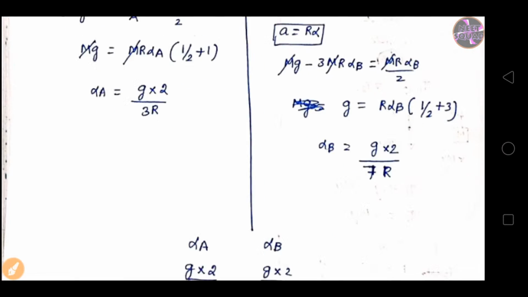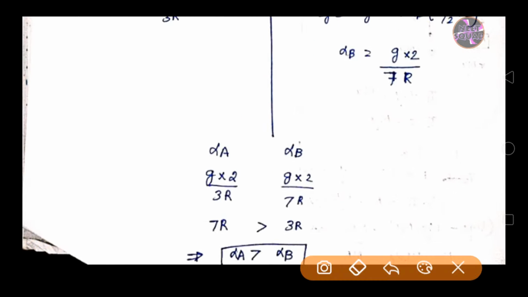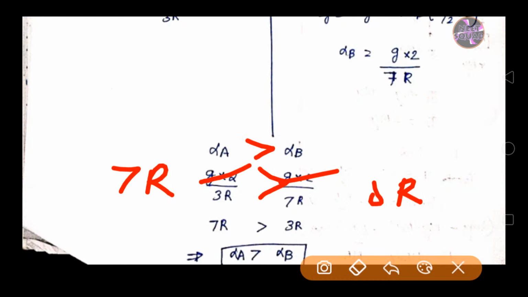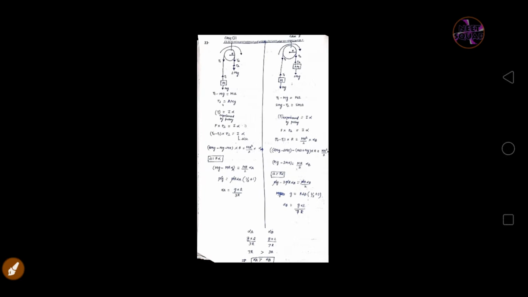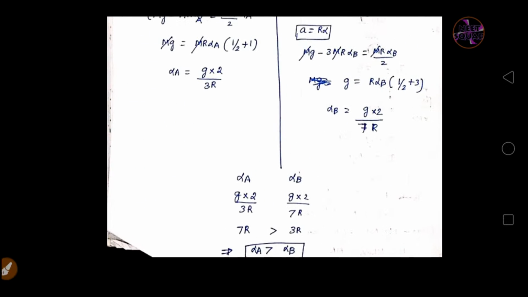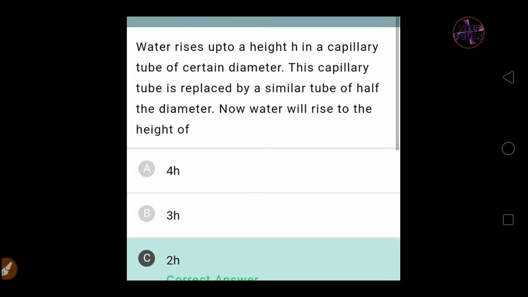Now compare these two, alpha A, alpha B. So you are having two values. How to get it? Simply cross multiply. Cancel G by 2, G by 2, cross multiply. Here you will get 7R, here you will get 3R. Which is more? This is more. So alpha A is greater than alpha B. This is the cross multiplication technique. Otherwise use whatever technique you know by yourself. So this question was also not taught clearly.